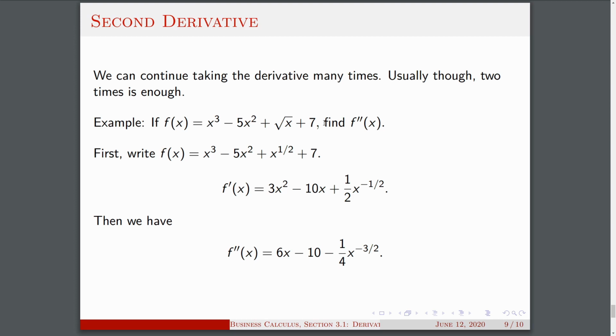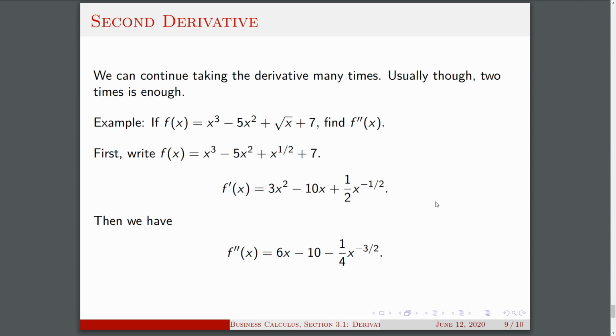Well, first you would write the first derivative, right? So the derivative of x to the third, that's 3x squared. The derivative of negative 5x squared, that's minus 10x. That 2 comes out in front, and after we subtract 1, we just have negative 10 times x to the first, which we don't have to write to the first power. Then the derivative of x to the 1/2, that 1/2 comes out in front, x to the minus 1/2, because 1/2 minus 1 is negative 1/2. And the derivative of 7 is 0.